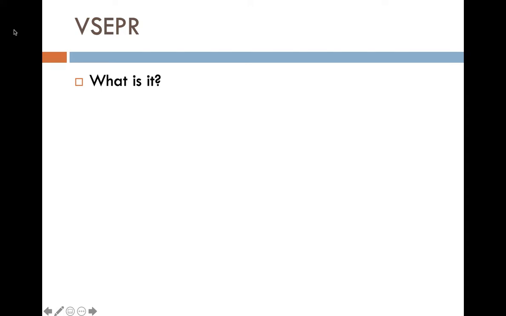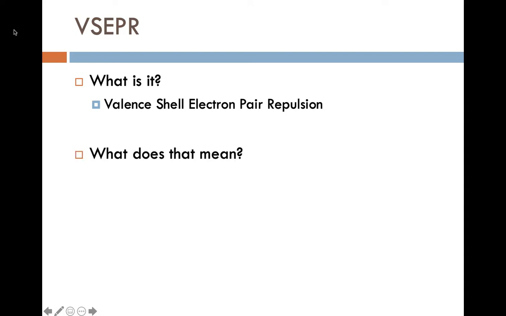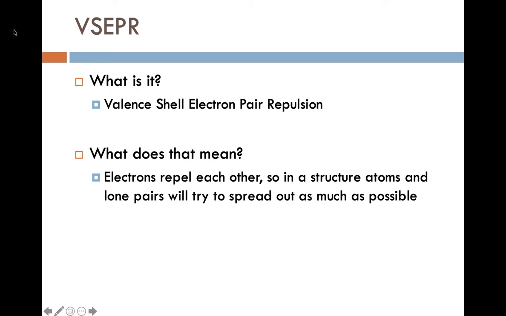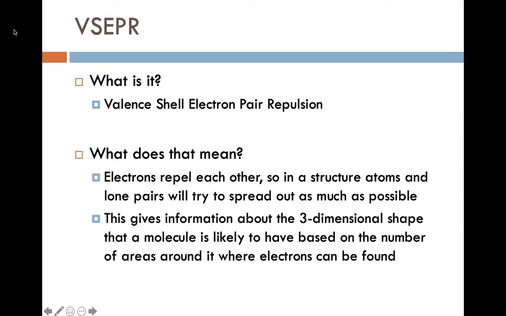And VSEPR is really just an acronym that stands for valence shell electron pair repulsion. It's kind of just a fancy way of saying that electrons repel each other. And so when we think about how we figure out the shapes of molecules, it's really all about spreading out electrons as much as we can. That's really our main goal with all of these different shapes and geometries. We're just going to be working to spread out all of our electrons.